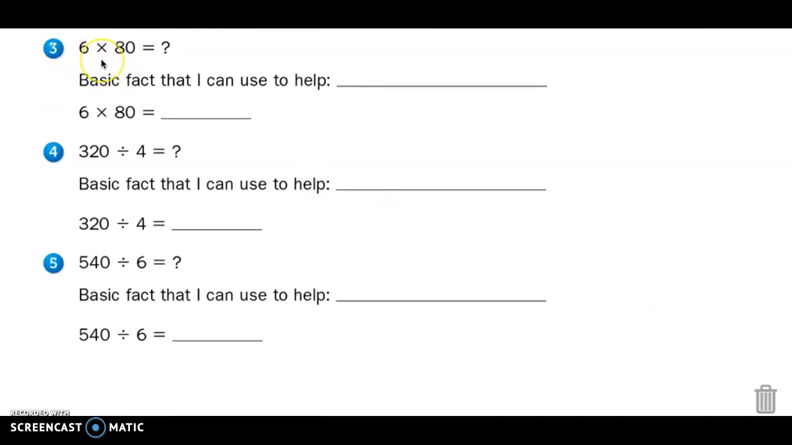So 6 times 80 equals what? What's our product? Again, we're going to find a basic fact that I can use to help. I only want single digits right now. So instead of multiplying 8 tens, it's going to be 8 ones. 6 times 8 equals what? Well, using my helper fact, I know 5 times 8 is 40. So if I have to add one more 8, 40 plus 8 is 48.